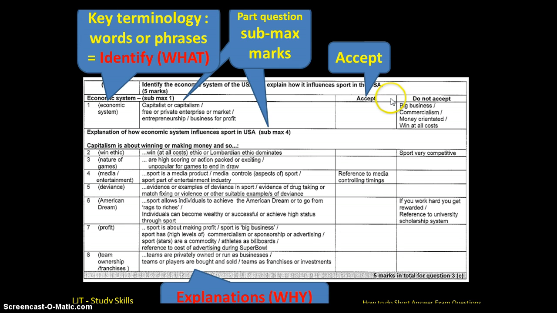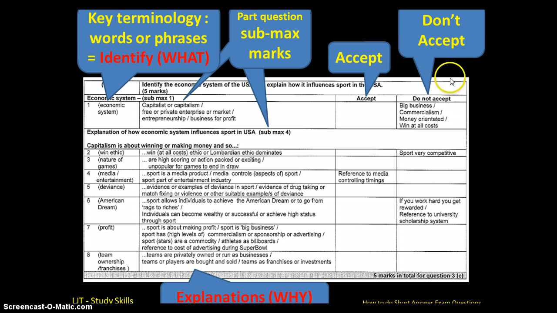Also worth pointing out that often in mark schemes they have things they'll accept, so even if you don't get it exactly spot on, they'll accept certain variations. However, there are some things that they won't accept, so don't use these things.